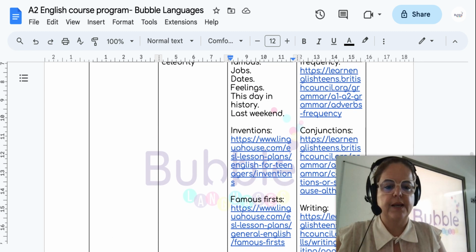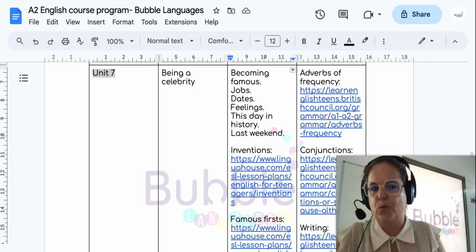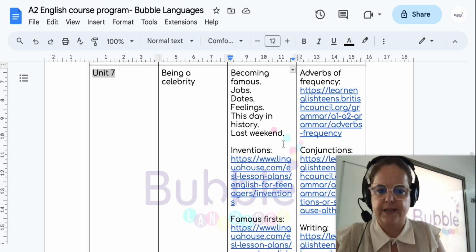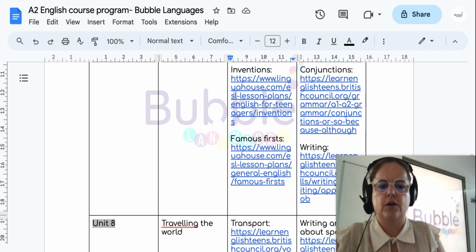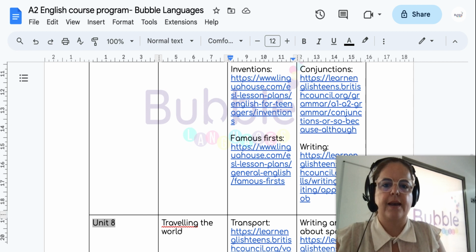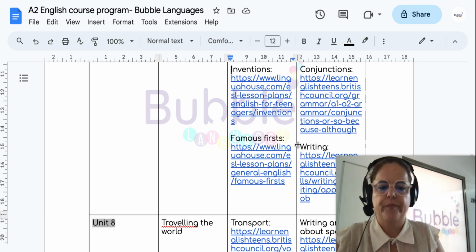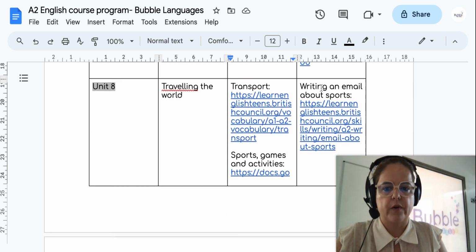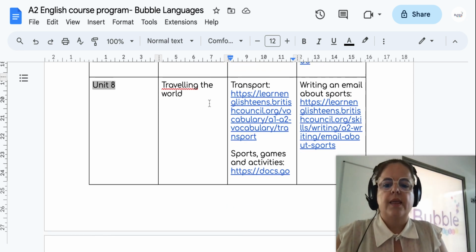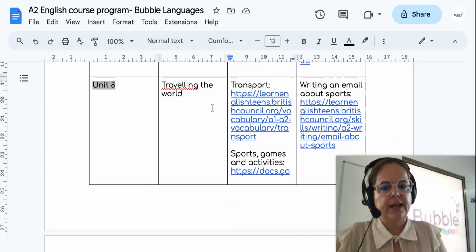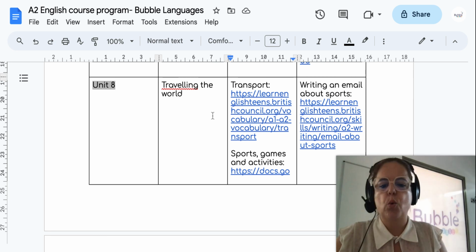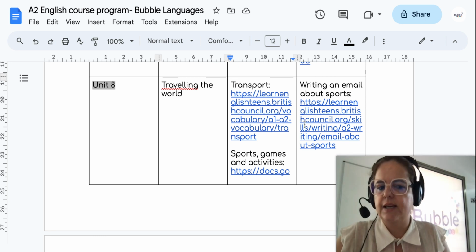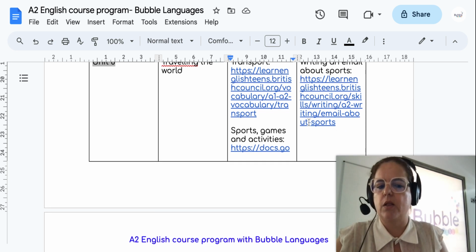adverbs of frequency, that is obviously words like sometimes, always, often, never, things like that. Conjunctions such as then, but, and, or. And your writing this time around is about applying for a job, which is very relevant. And then Unit 8 talks about traveling, transport, sports, games and activities, and writing an email about sports.